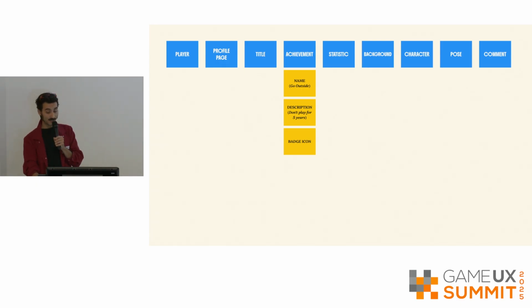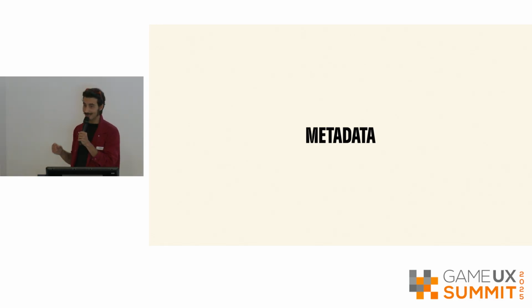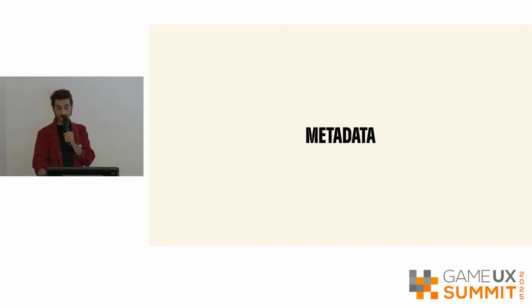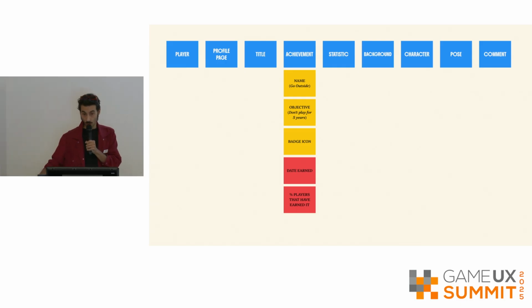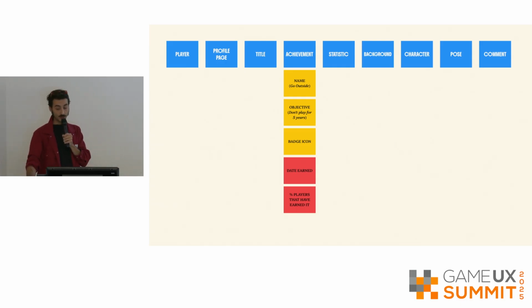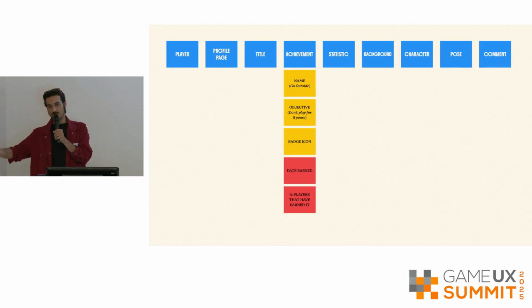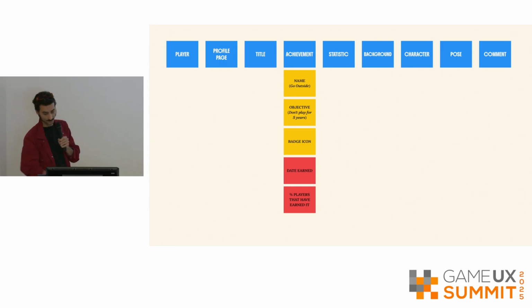Next, we gotta do the metadata. Metadata is information that helps the player get additional context about an object. It's usually structured and can be used to sort and filter instances. Now for our achievement, an example of metadata would be the date at which the player earned that achievement, or the percent of other players that have also earned it. We can also have some other examples, like the rarity of a game item, whether it's common, uncommon, legendary, that's again metadata. Metadata we visualize with red stickies.